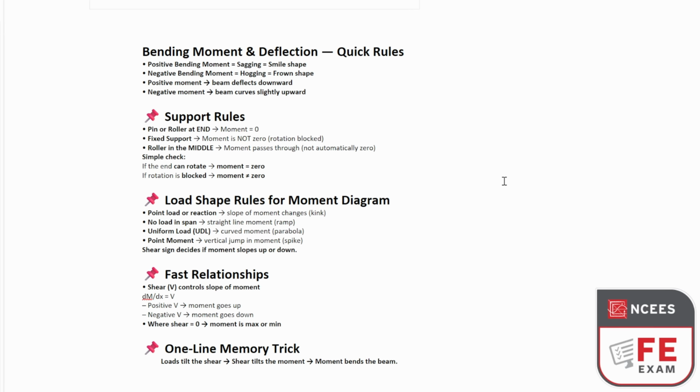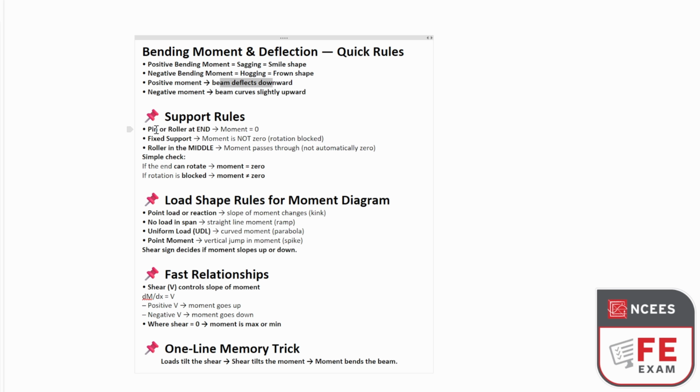Here is a list of some of the rules, or actually my own observations of this diagram. Positive bending moment happens when there is a sag or a smile. A smile or a sag means positive bending. A hog or a frown means negative bending. Very simple, right? Sag means positive, frown means negative. And whenever there is a positive moment, the beam is going to deflect downwards, right? Because positive bending moment means sag. Sag means the deflection is downward. It's very, very easy to understand.